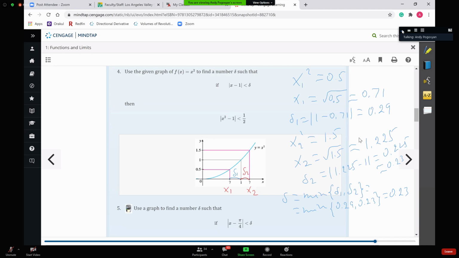So we can choose our delta to be 0.23. This interval would be shorter this way, going from x1 minus 0.23 to x1 plus 0.23. So that will work for us. Okay, any questions on this one?